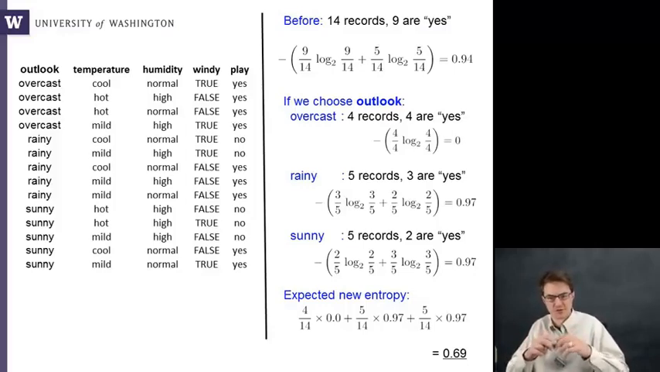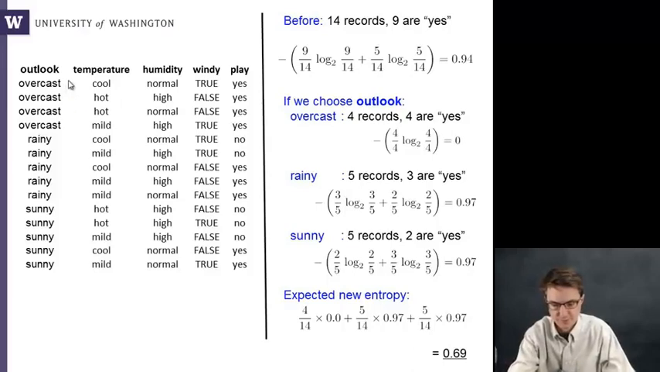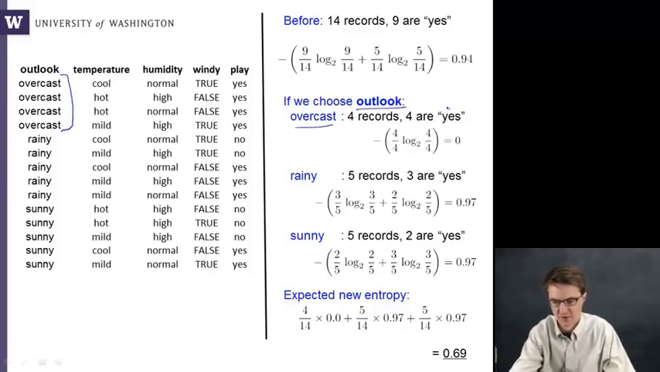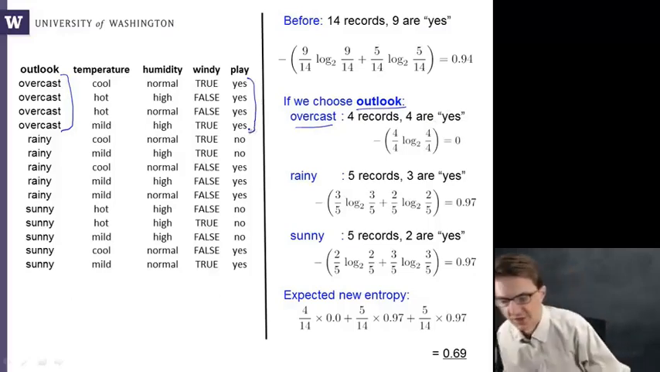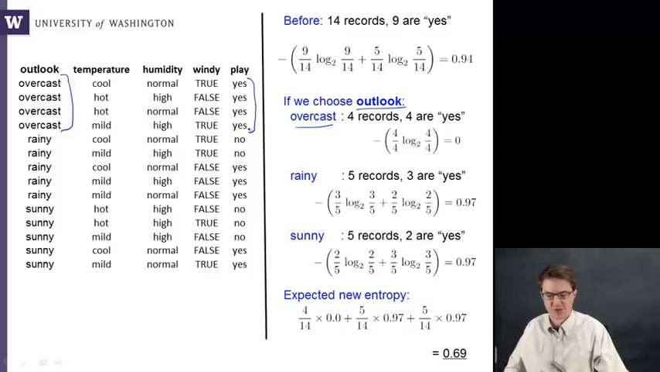Now, if we choose the outlook attribute to be the root of our tree or to be the next node in the tree, then we'll have 4 records that represent overcast, right? If we choose the attribute outlook, then the value overcast has 4 records, all of which are yes. And so the entropy of that choice is going to be 0. Okay, it's 100% predictable, right? It's 0 unpredictability.